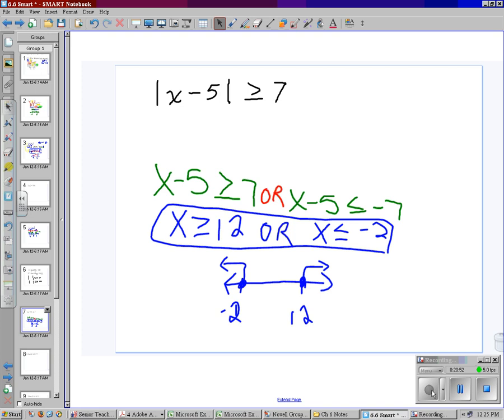Let's prove that one of the numbers in between does not. Give me some number in between here. Ellie? 7. 7 minus 5, Ellie. 2. Absolute value of 2 is 2 greater than or equal to 7. Okay, false statement.